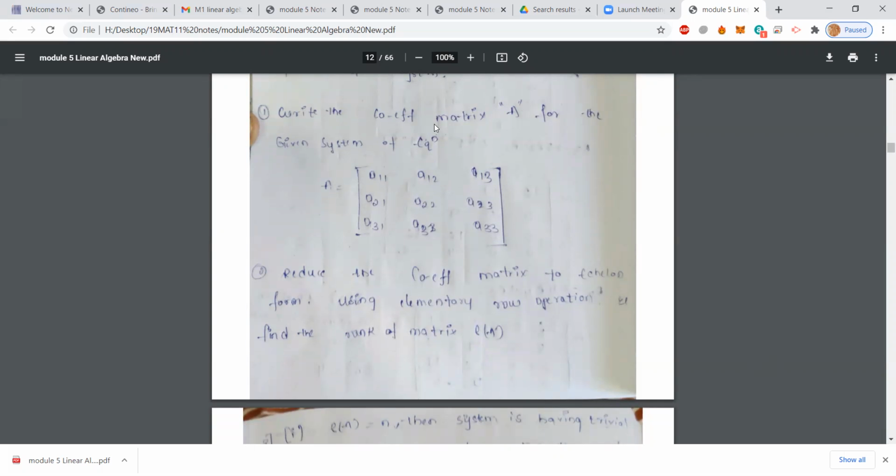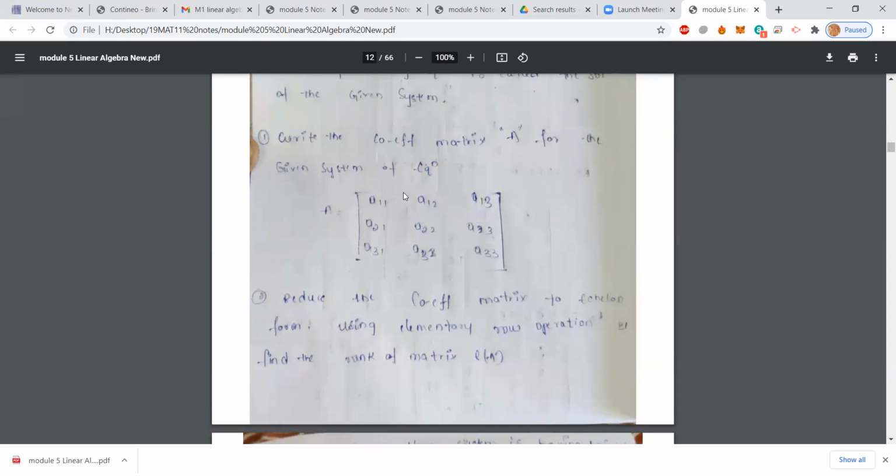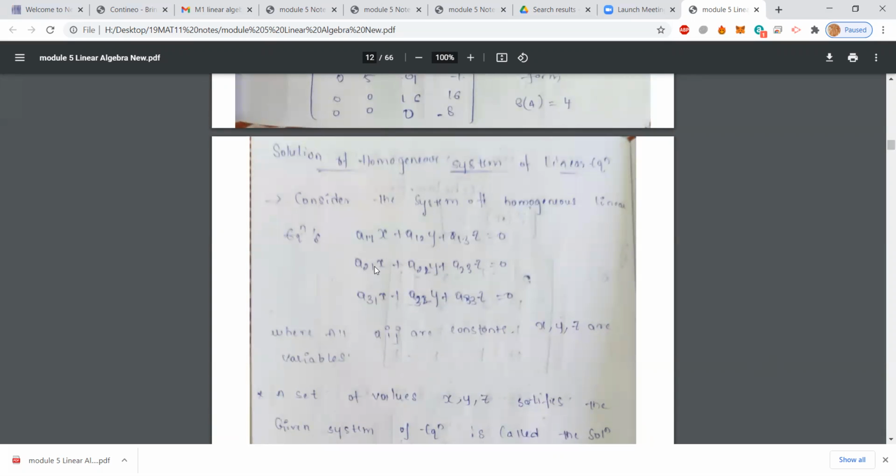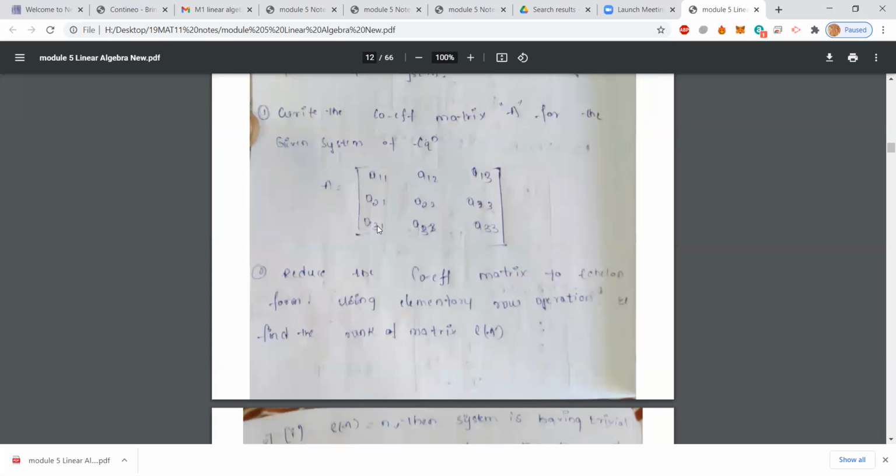First step, write the coefficient matrix A for the given system of equations. How to write the coefficient matrix A: see, the first column is the coefficient of x in all the three equations. The coefficients of x are A11, A21, A31. Then the second column is the coefficient of y in all the three equations. The third column is the coefficient of z in the three equations. So first step, you need to write the coefficient matrix A.